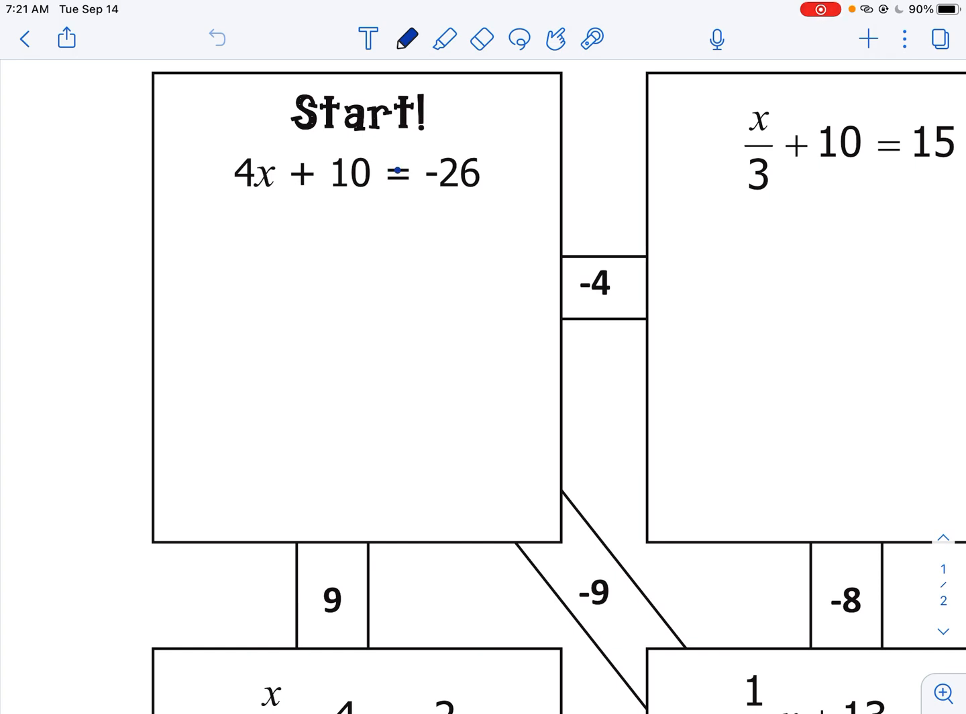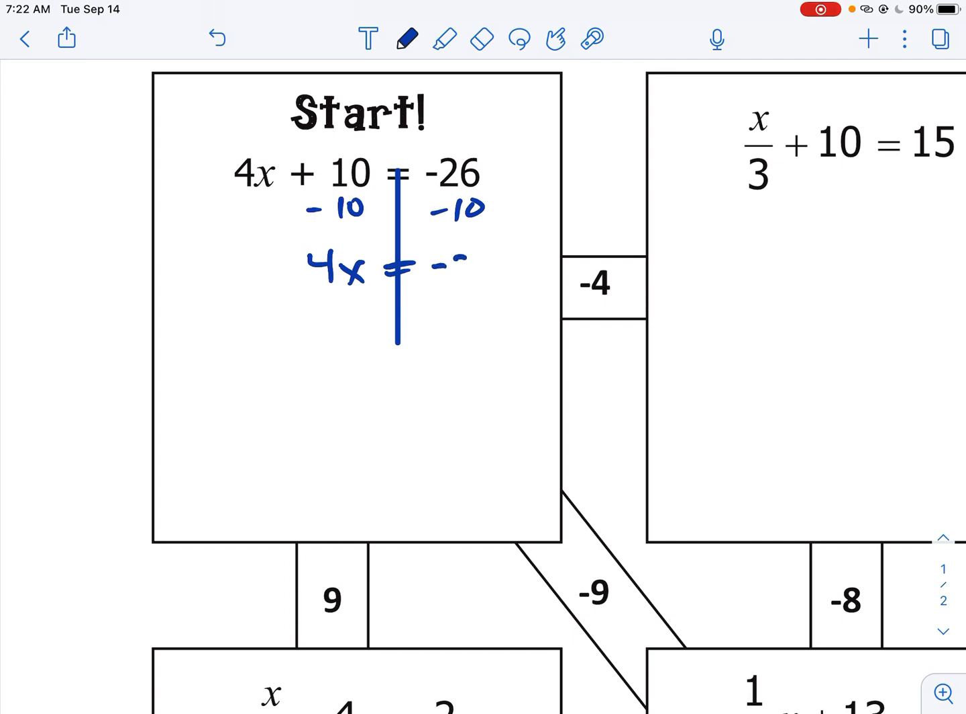When you do this maze, make sure that you start at the word start. Remember also that we want to get the variable by itself. It's called isolating the variable. So you subtract 10 from both sides of the equal sign.